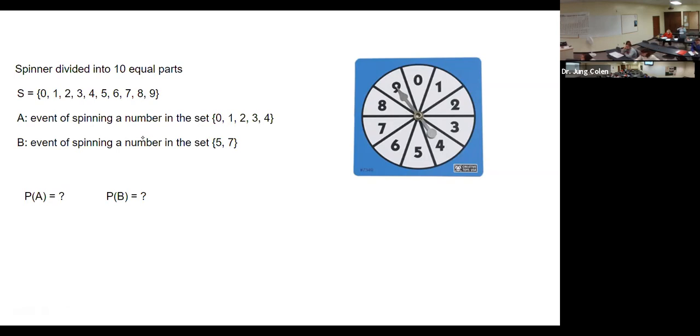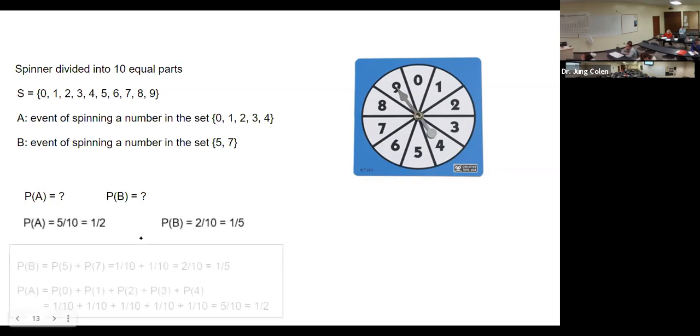Event B is spinning a number in the set 5 and 7. So what's the probability of B? 2 over 10. Or simplify that? 1/5, right? Okay, so we can do that.